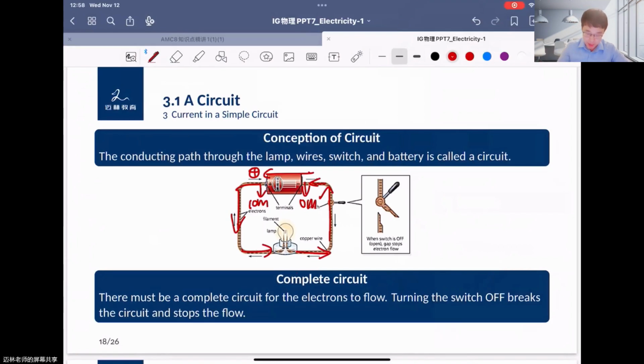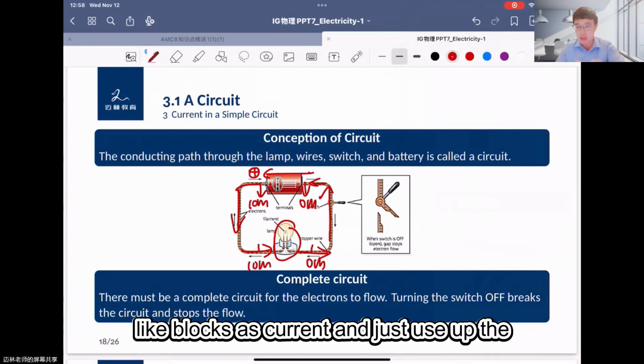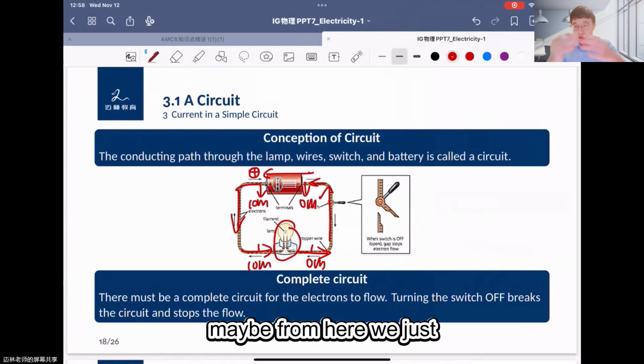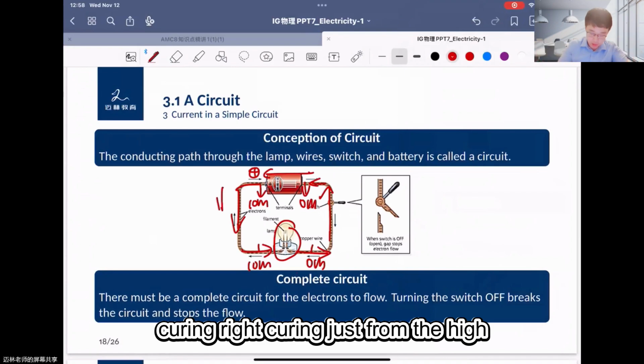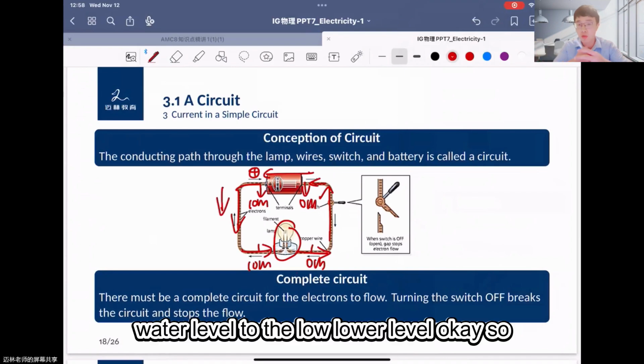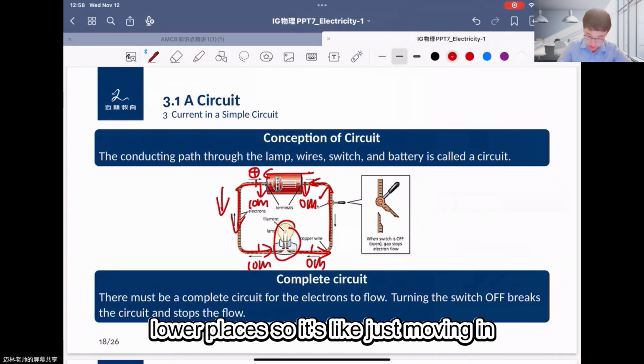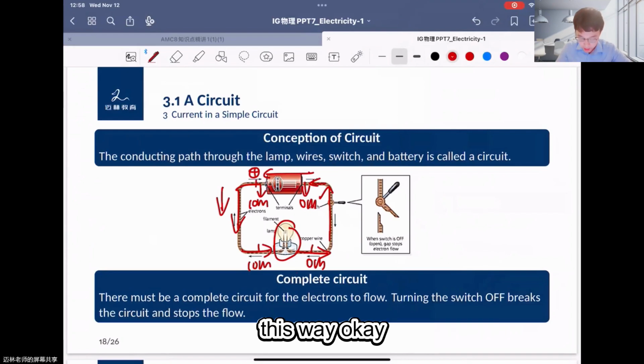And for the lamp, because it uses up the electricity, it's like here is 10 meters and here it moves downward to 0 meters, because it blocks the current and uses up the water. So here we have a conception of current: current goes from the high water level to the low water level, from the high places to the low places, moving in this way.